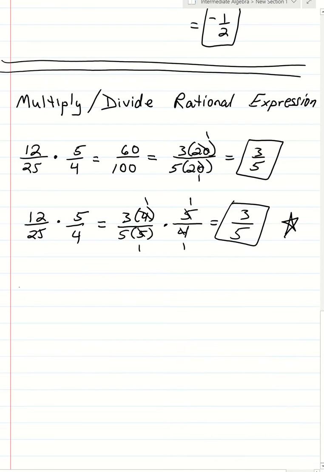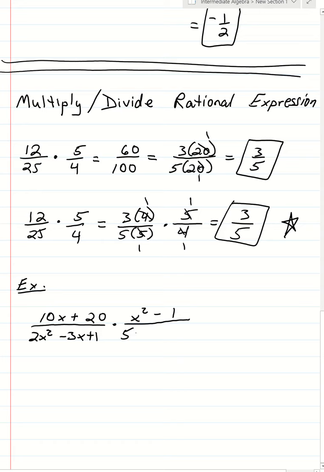For example, let's take (10x + 20)/(2x² − 3x + 1), and we want to multiply that with (x² − 1)/(5x + 10). We want to multiply these two rational expressions, expressing your answer in simplest form.